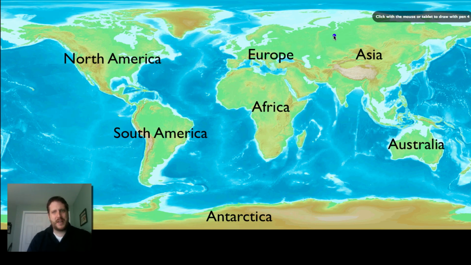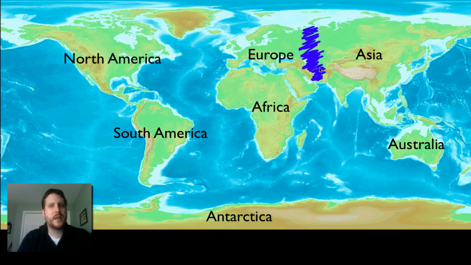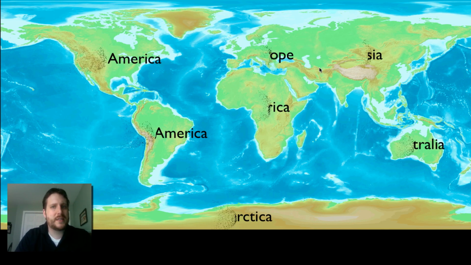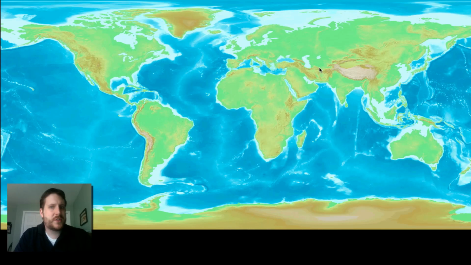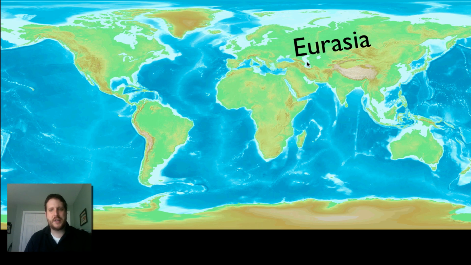But what about Europe and Asia? I mean, it's not like there's some big sea separating these two, right? If it went like that, then maybe Europe and Asia would be separate continents. But they are one big landmass. And so let's take a look at some other ways of classifying the world. And we'll start with Eurasia. Eurasia is a combination of both Asia and Europe. That should have been the other way around.